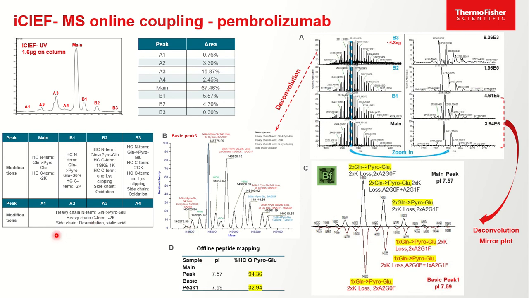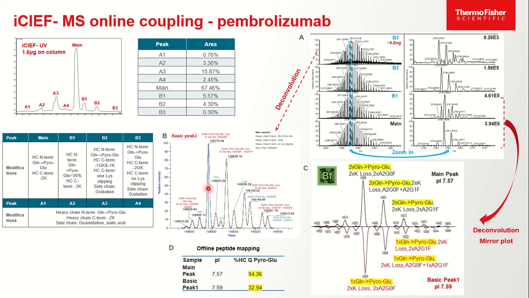All charge variant identification results are summarized in this table. For basic peaks, the main PTMs that cause charge variants are heavy chain C-terminal truncation, heavy chain N-terminal pyroglutamate cyclization, and oxidation. All the modification details can be clearly read out in the intact mass results.